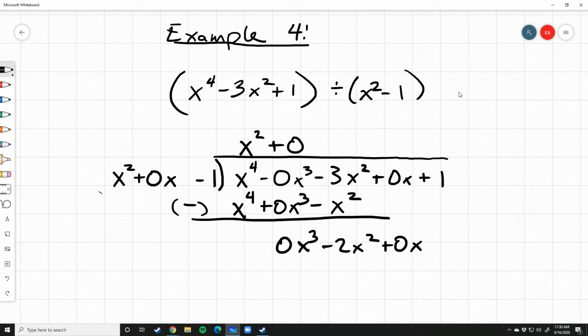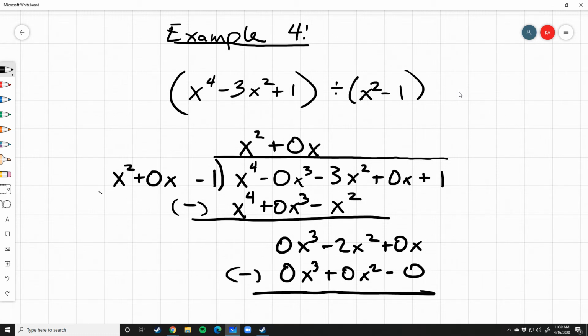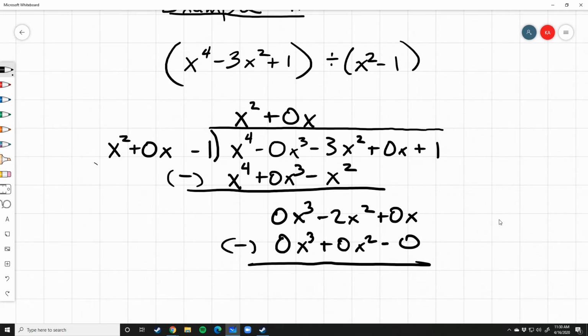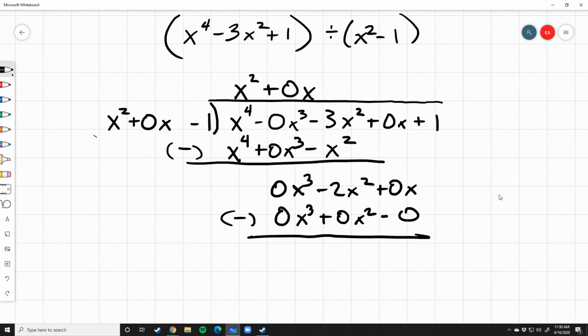I'm going to say it's kind of silly, but it's 0x. So 0x times x squared is going to give us 0x cubed. 0x times 0x is going to give us 0x squared. 0x times negative 1 is going to give us 0. You could have just written this entire line as zeros if you wanted to. By the way, you didn't have to put the x's in here. Okay, I'm going to do this as 0.